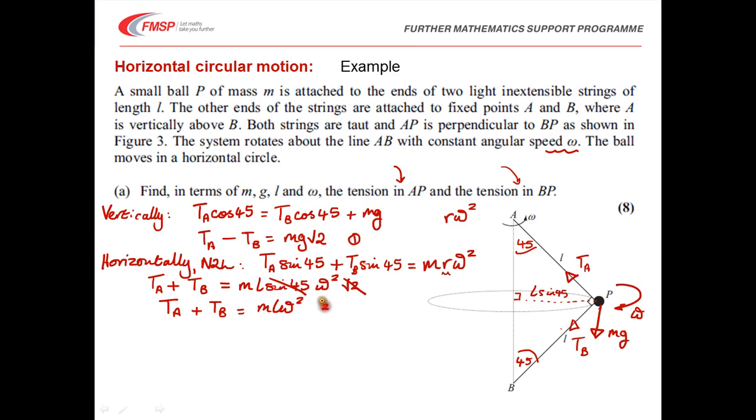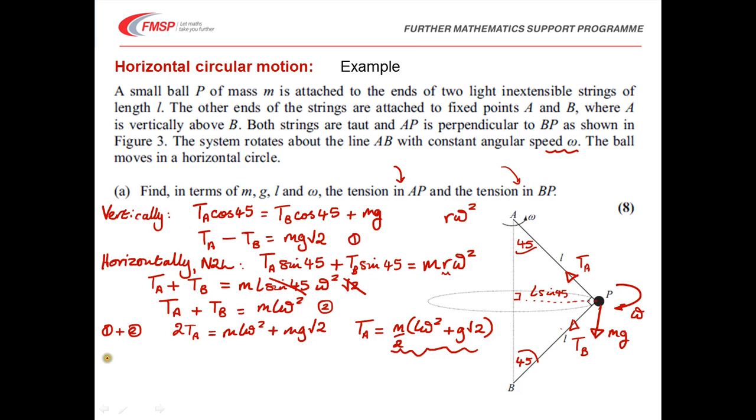And I hope you can see now that we've got two tidy little simultaneous equations. If I add those two equations together, I'll eliminate TB, and I'll get 2TA is mL omega squared plus mg root 2, which means that my TA, that's the tension in the top string, is going to be m over 2, just factorising here, L omega squared plus g root 2. So that's my tension in AP.